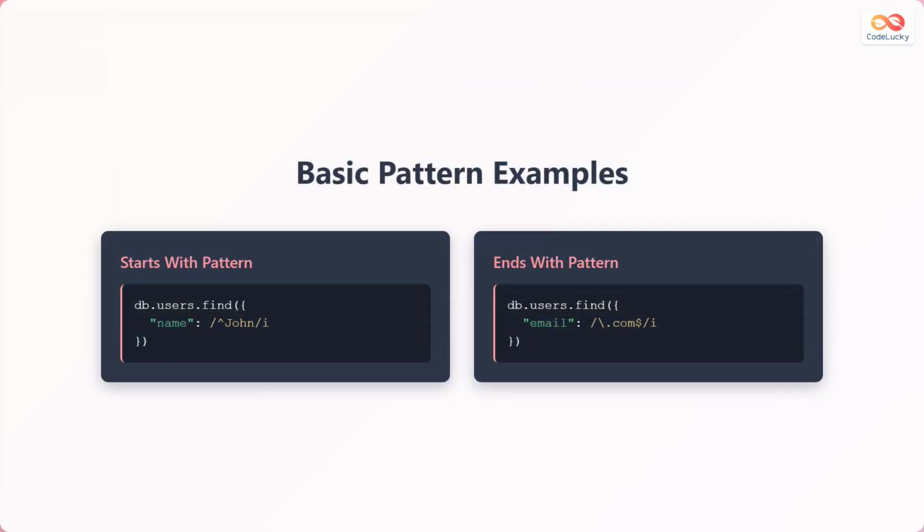Let's look at some basic pattern examples. To find users whose name starts with John, you would use /^John/i. The caret indicates the beginning of the string. The I flag makes the search case insensitive, so it will match John, john, JOHN, and so on. To find users whose email ends with .com, you would use /\.com$/i. The dollar sign indicates the end of the string and backslash is used to literally match a dot. Again, the I flag ensures case-insensitive matching.